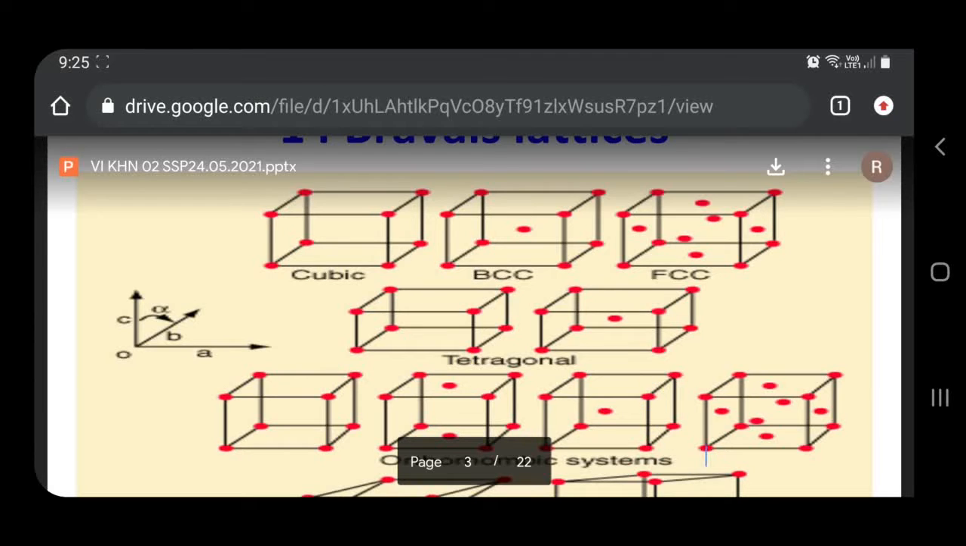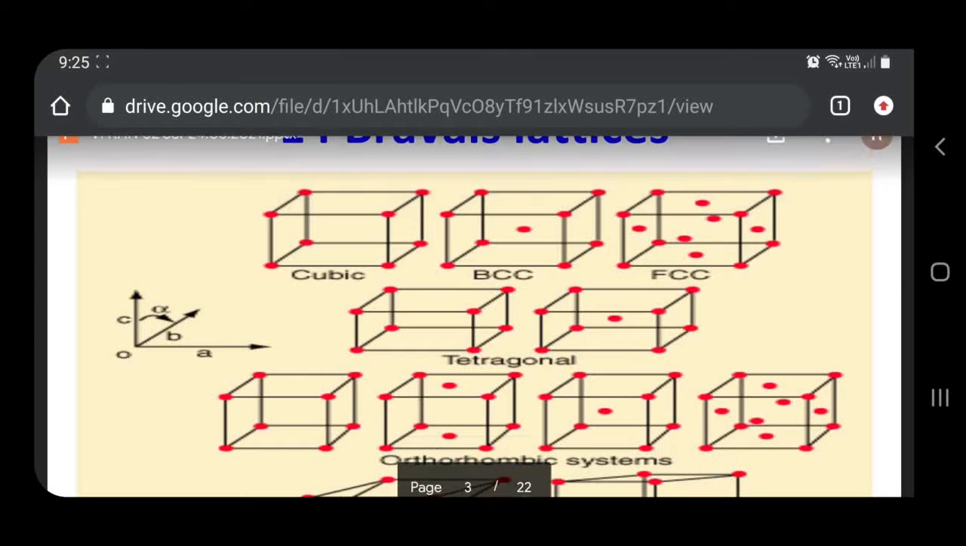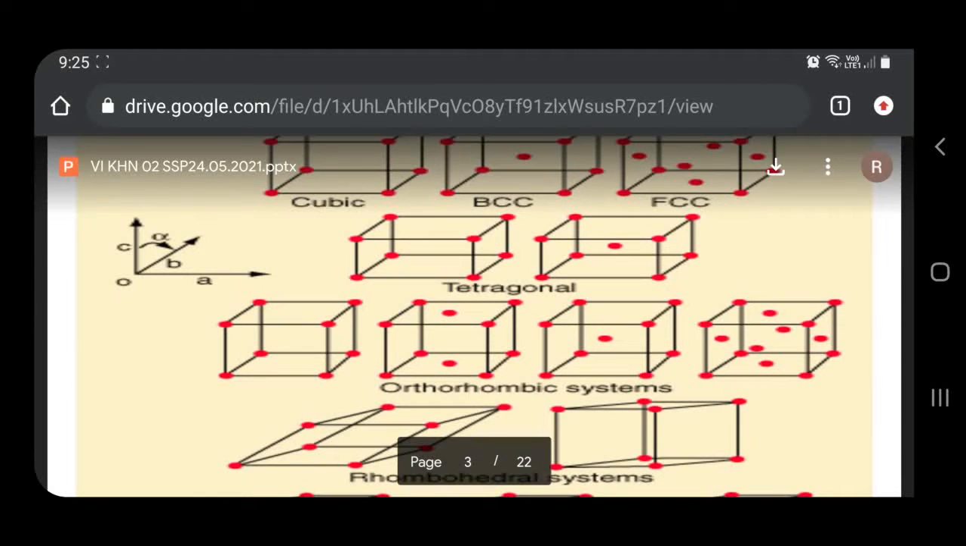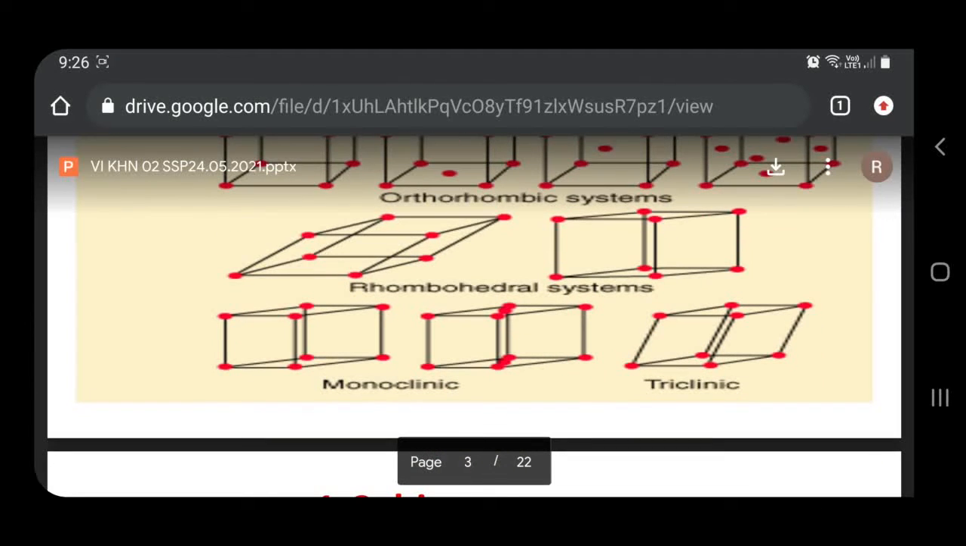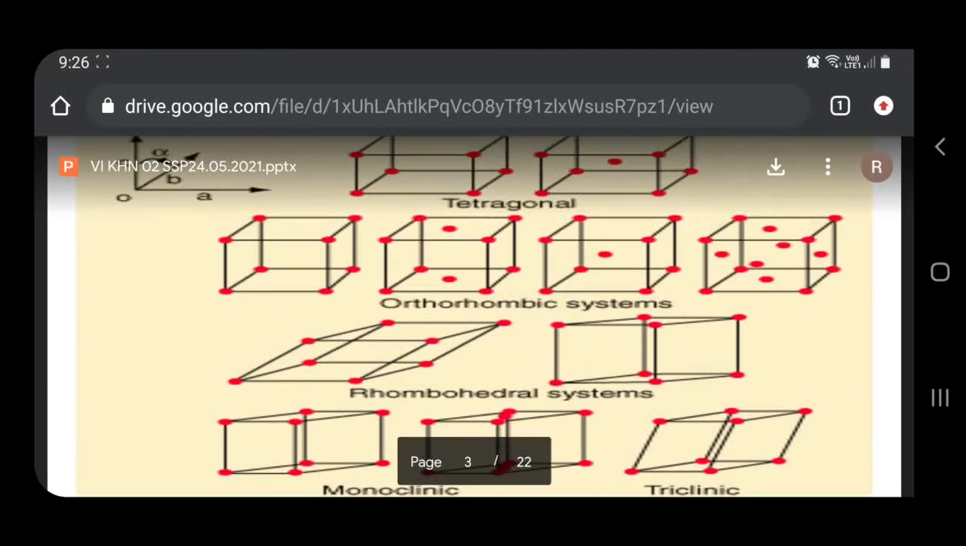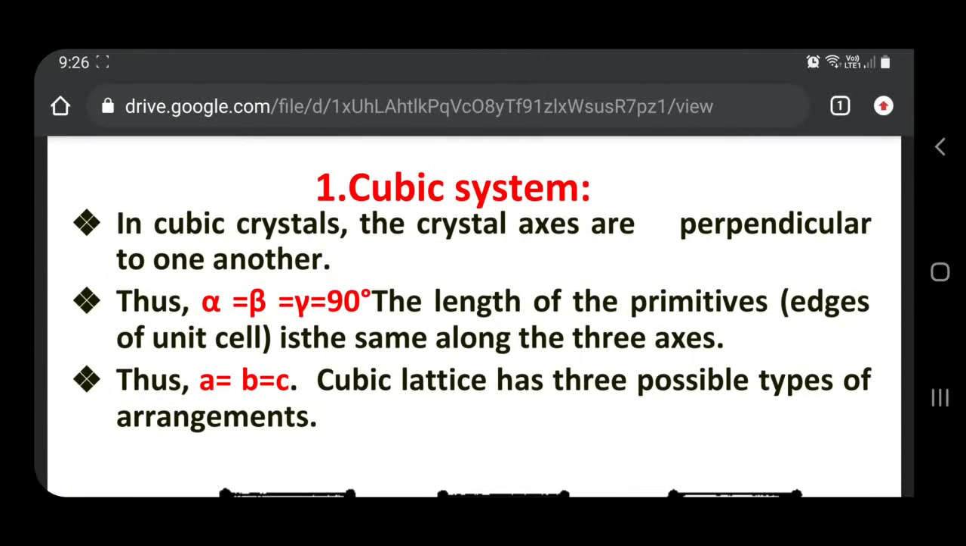So cubic, tetragonal, and orthorhombic, you have 4 Bravais lattices, rhombohedral, monoclinic, and triclinic, and hexagonal. Okay, there are totally 14 Bravais lattices and 7 crystal systems. So let's take one by one.